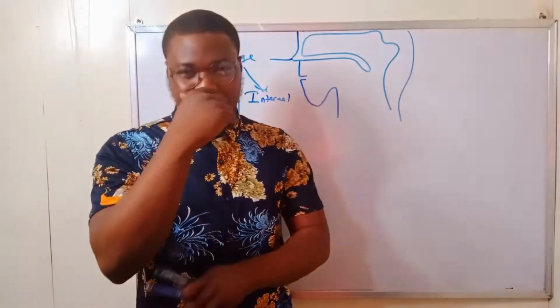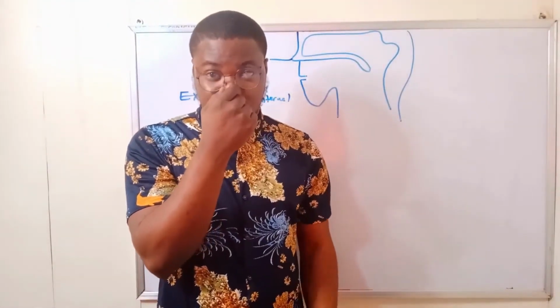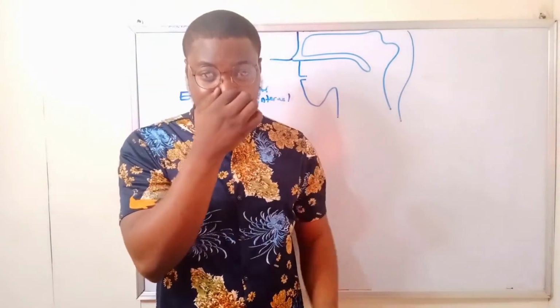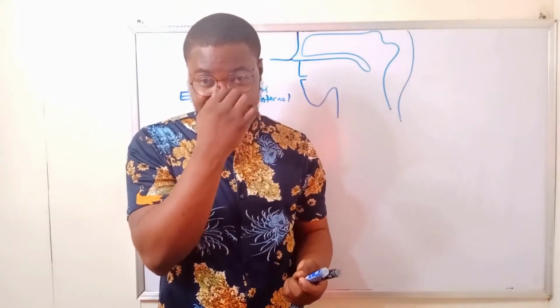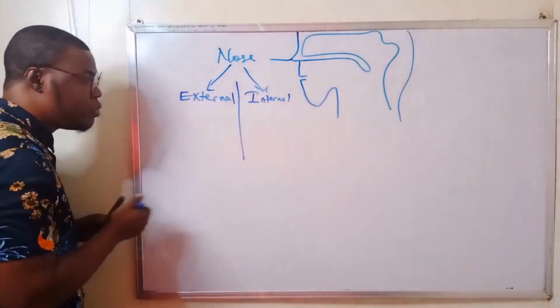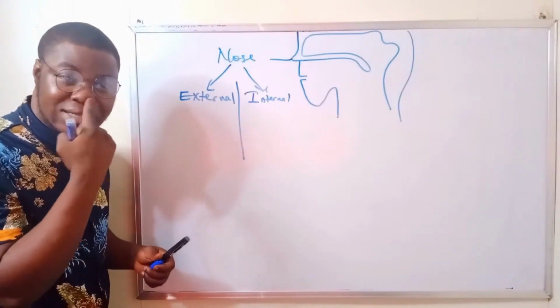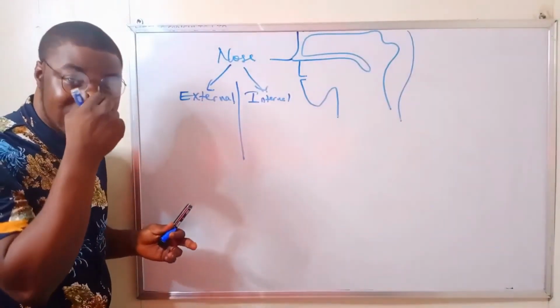So you can just touch your nose, just from behind the camera like that. Touch your nose. So the outer part that you're feeling, that is not that hard. So it is the external nose. As simple as that. If you notice this, you will realize that it is not hard, and that is telling you something. And that is that it is made up of cartilage.